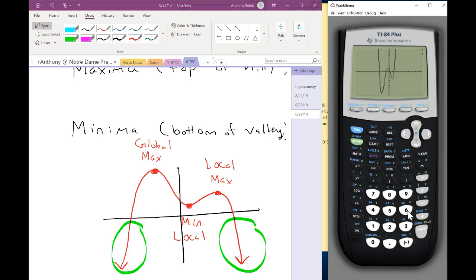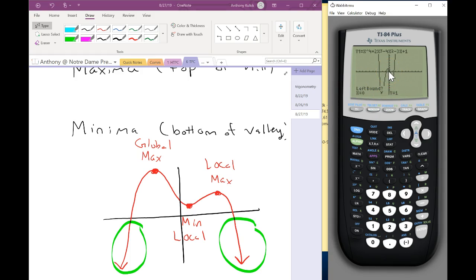So I see one global minimum, one local maximum, and one local minimum. Everybody agree with that? To find the coordinates for this minimum, I'm going to press second and trace. If I'm looking for a minimum, I should use the minimum command, so I'll select command 3. Now notice at the bottom of my calculator, it's asking me for a left bound.